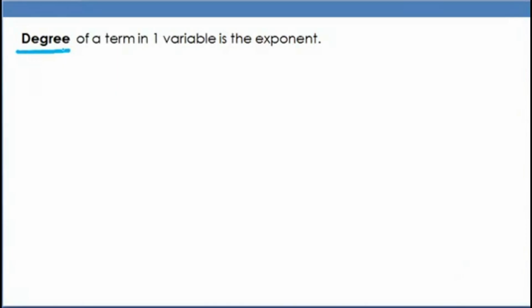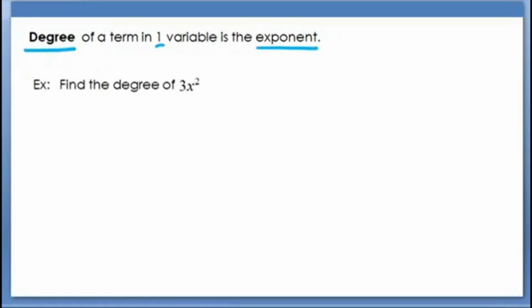The degree of a term in one variable is the exponent. Let's look at an example. Find the degree of 3x squared. This is a term in only one type of variable. The degree will be the exponent. So the 2 is our degree.